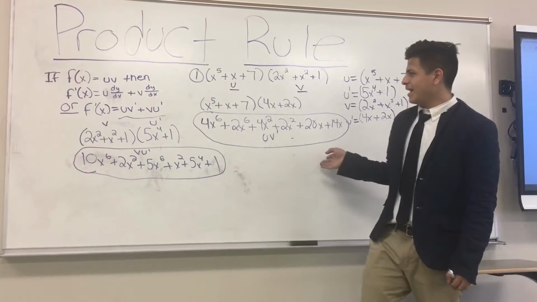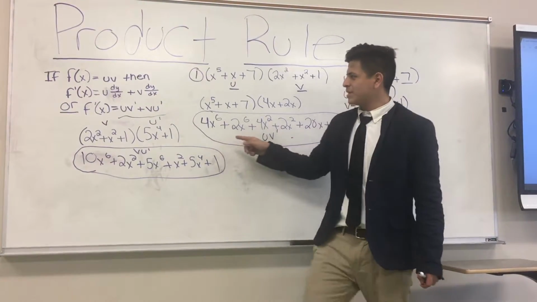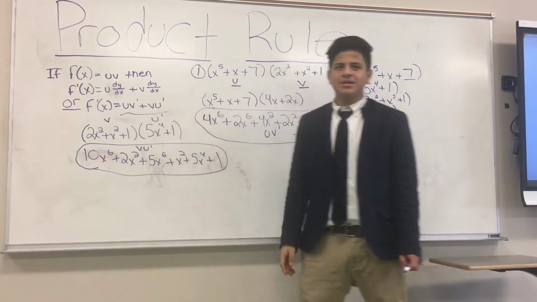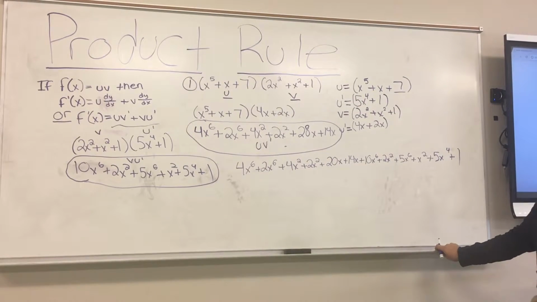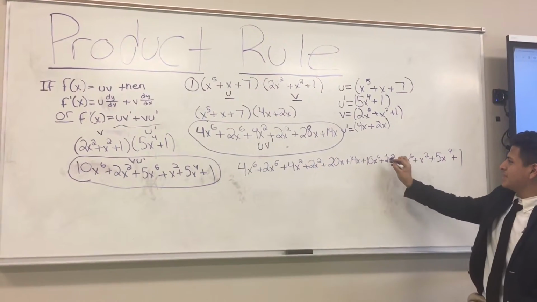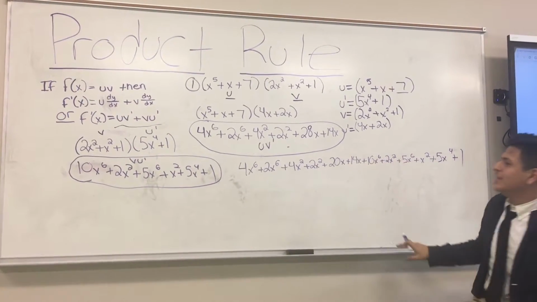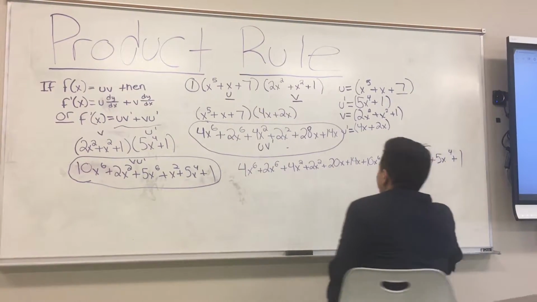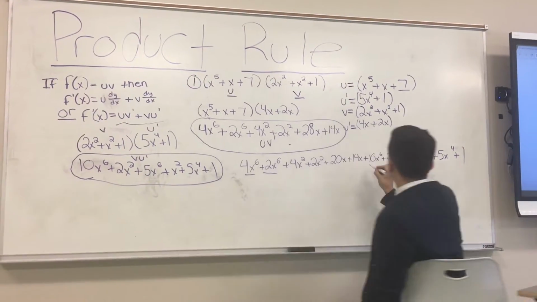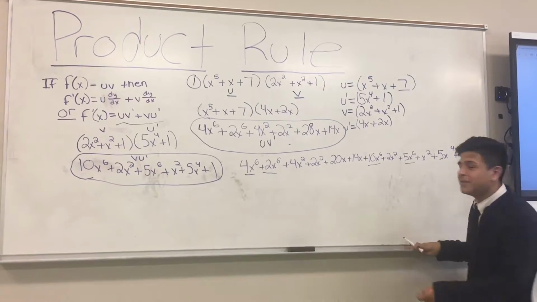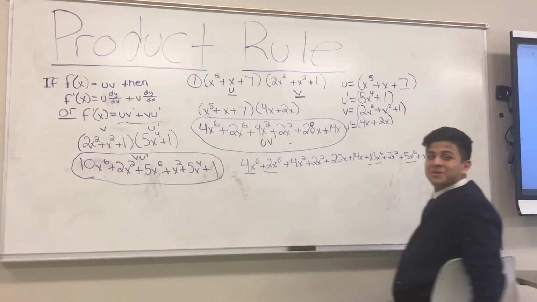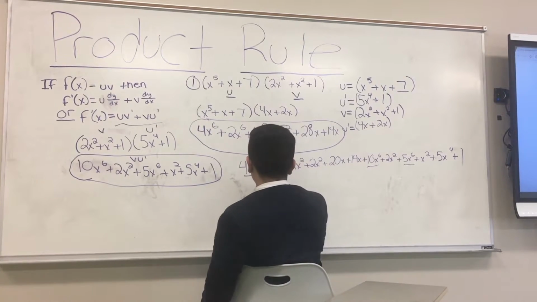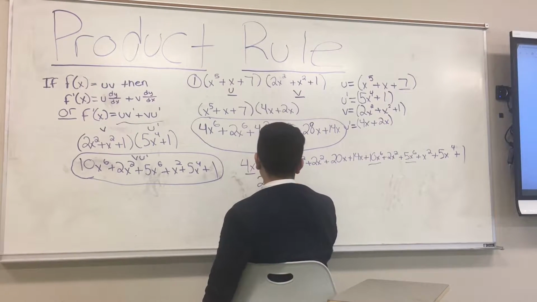Alright, so now we're going to have to add uv prime plus vu prime because that's what the formula says to do. Alright, so now we're going to have to combine like terms. And the way I do it is by combining the terms that have the same exponent. So, okay, let's do this. Alright, so 4, 2, 10, 5, they have x to the 6 powers, so you combine them. So 4 plus 2 is 6, 6 plus 10 is 16, 16 plus 5, that's 21. So 21x to the 6, that's our first term.